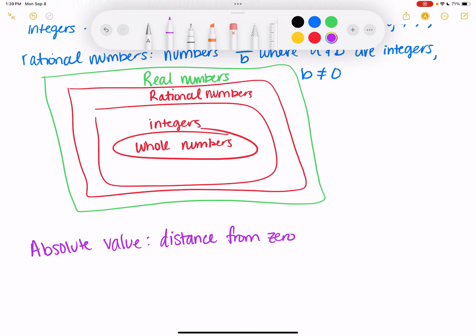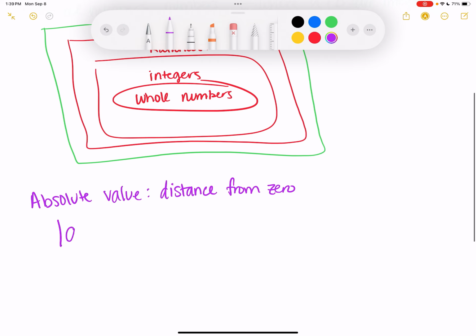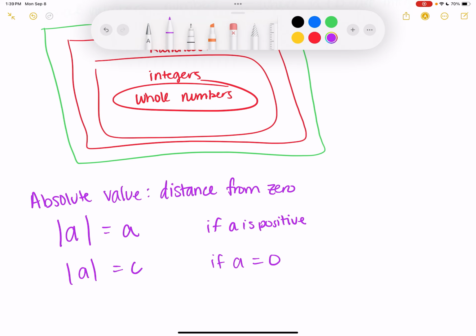So if I have the absolute value of a positive A, that is equal to A. That's one option. If A is 0, then the absolute value of A is equal to 0. And then if A is negative, then the absolute value of A is the opposite of A, which is positive.